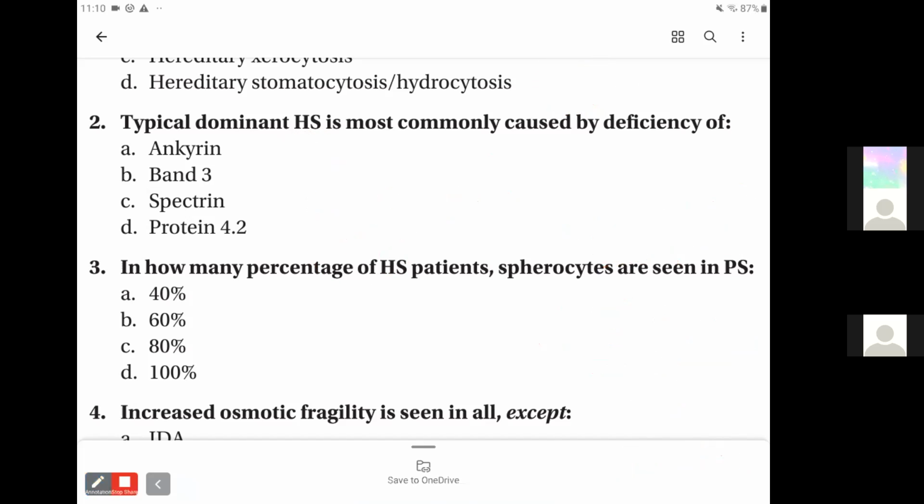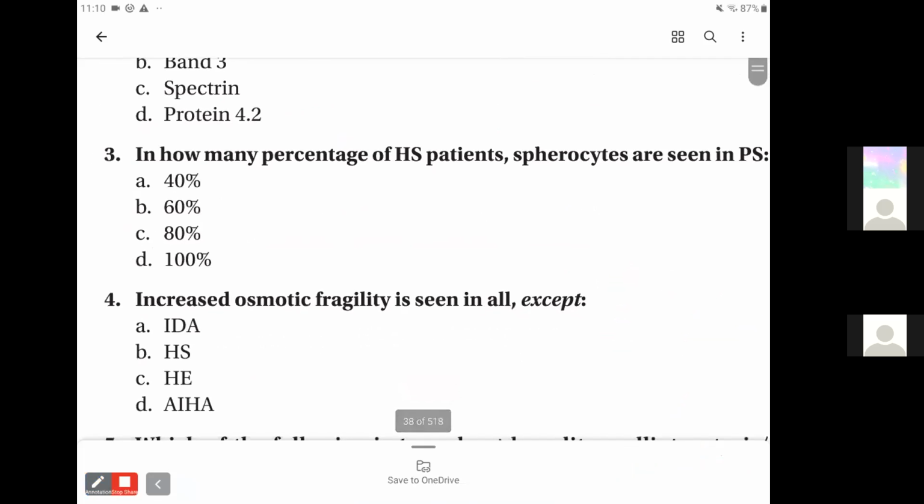So with this, we come to the next part. In what percentage of hereditary spherocytosis are spherocytes seen in the peripheral smear?